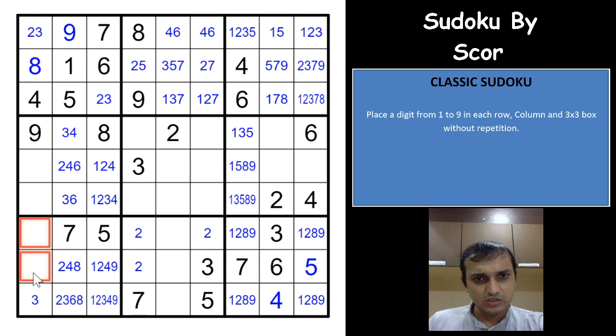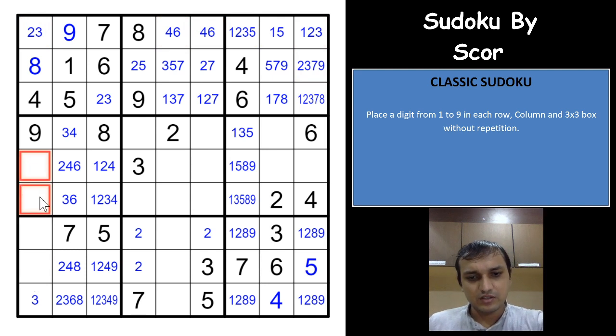Let's see if we get something same here. Oh, you get 7 and 5 here. So you have 1, 2, 3, 6, right? 3, 6, 1 and 2, and this would have to be 1, 2, 3 and 6.